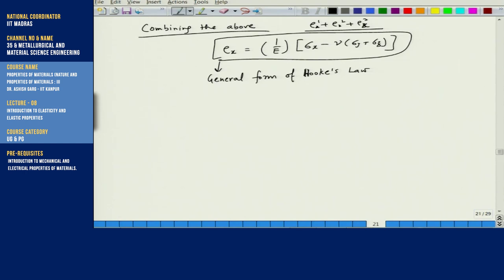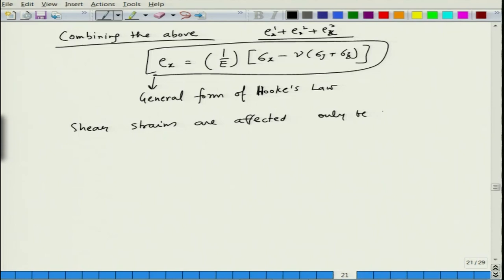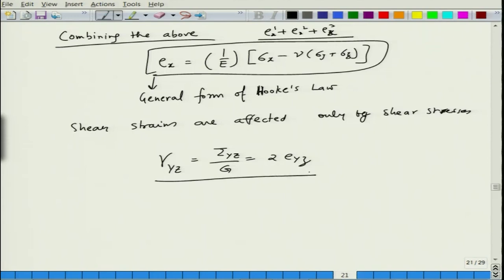Since shear strains are affected only by shear stresses, we can write gamma yz equal to tau yz divided by G, which is nothing but 2 e yz. If we apply this to all the directions, we can create a framework for all three directions, which we will do in the next class.